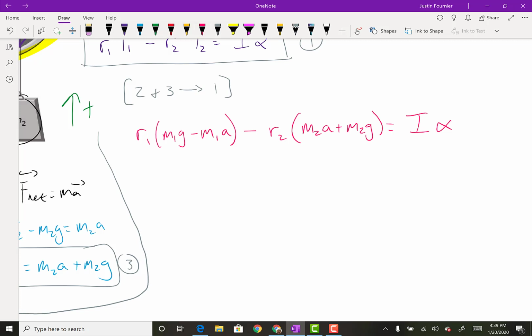So let's see, what do I know now? Before I go to simplifying or anything like that, let's see, what do I got? So I know the moment of inertia.